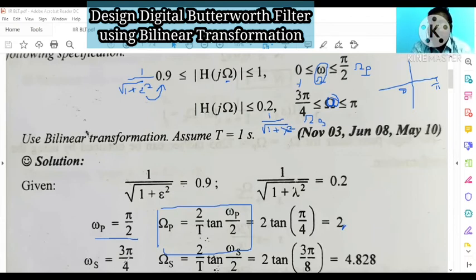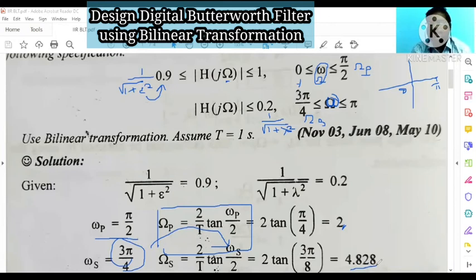So here omega s equals 3 pi by 4. Now capital omega s equals 2 by T tan omega s by 2. Now we substitute this 3 pi by 4 here. What do we get? 2 into tan of 3 pi by 4 divided by 2. It means 3 pi by 8. Using a calculator, you get the answer 4.828. This is omega s, that is capital omega s. So far we have found the omega p and omega s values, that is the analog passband as well as the analog stopband value, right?